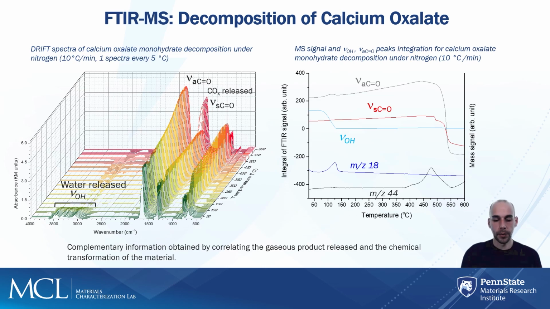FTIR coupled with mass spectrometry can complement the TGA-MS data and vice versa by providing molecular level information of the material at a given temperature. Diffuse reflectance FTIR spectra of calcium oxalate monohydrate during the thermal treatment reveal changes in the functional groups of the material, such as the decrease of the OH vibration mode and CO stretch during decomposition. By integrating the FTIR peaks corresponding to the OH vibration and CO stretching group, we can correlate their disappearance with the release of water and carbon dioxide respectively. This dual approach yields a more complete picture of the decomposition process of calcium oxalate monohydrate.